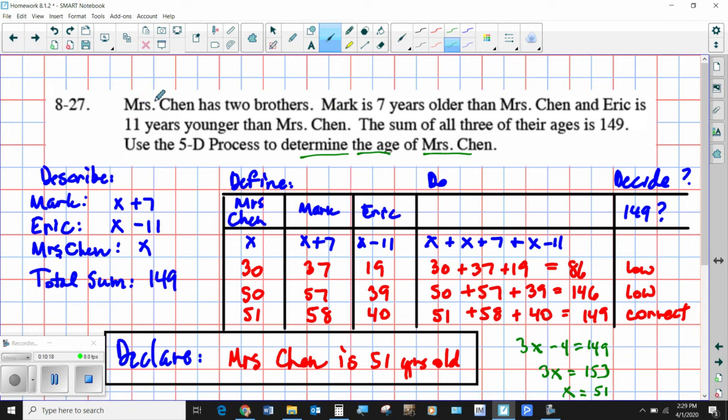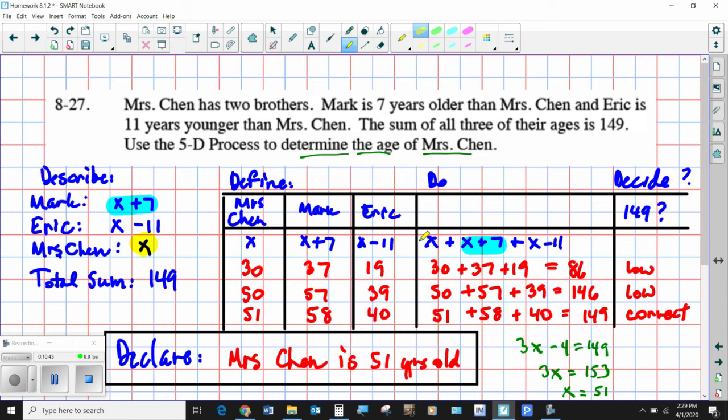And number 27, Mrs. Chen has two brothers. Mark is 7 years older than her, and Eric is 11 years younger. So if you make Mrs. Chen the X, then Mark is X plus 7, and Eric is X minus 11. Some of you are still wanting to use the guess and check method, and that's okay, but it would be really good if we would start graduating to the algebra.